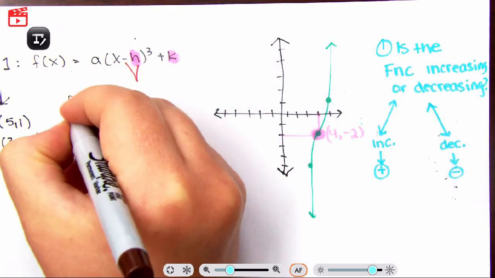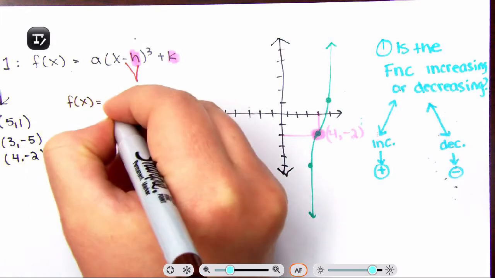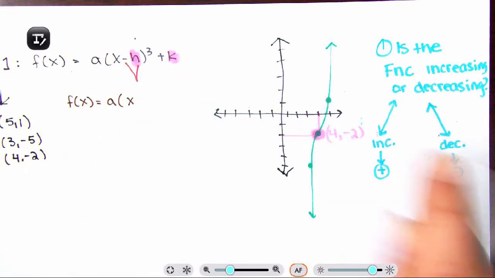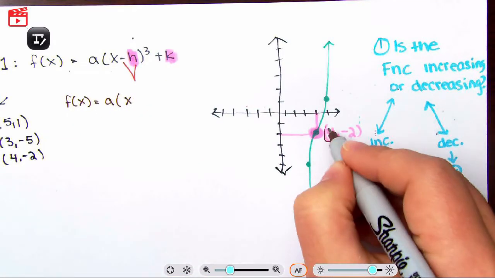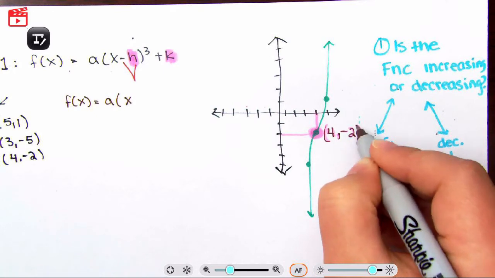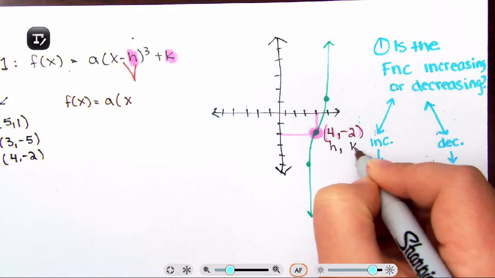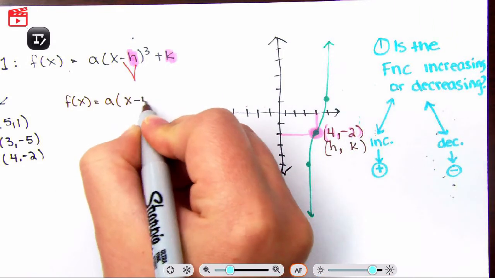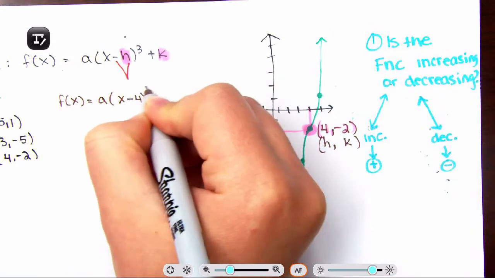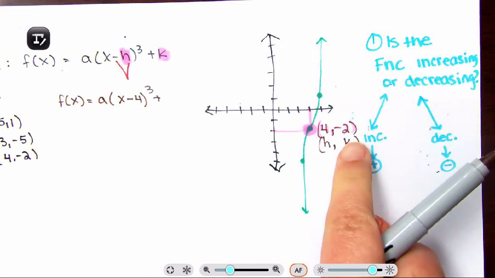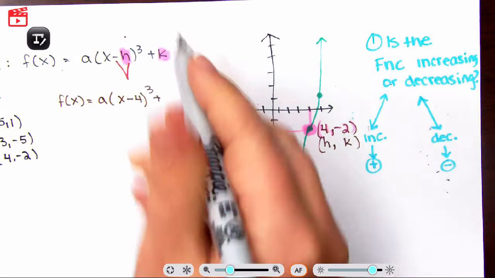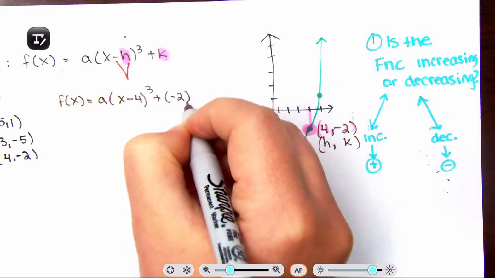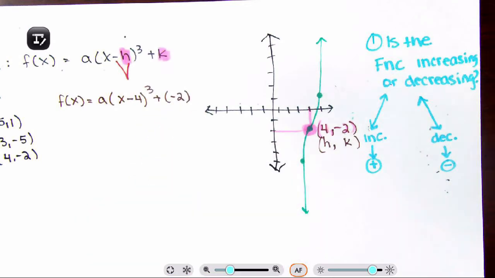All right, so now we have f of x is equal to a times x. Here's my vertex. Vertex is 4, comma, negative 2. H, comma, k. I see a positive 4, so that means I'm going to do a minus 4 inside. Outside the bubble, you keep it the same. K is negative 2, so we have negative 2. Now notice that I put a plus negative 2. You don't have to. We'll change that in our next step.